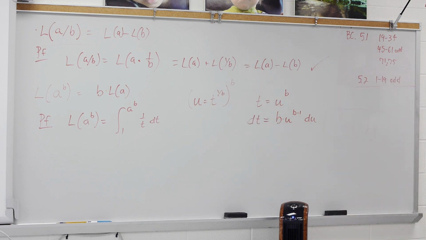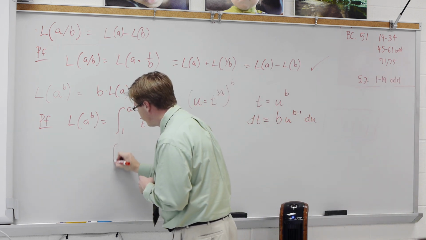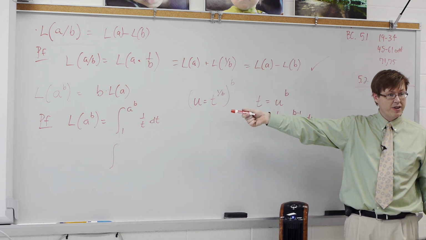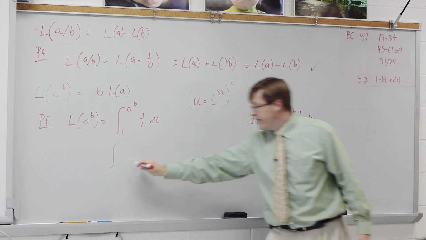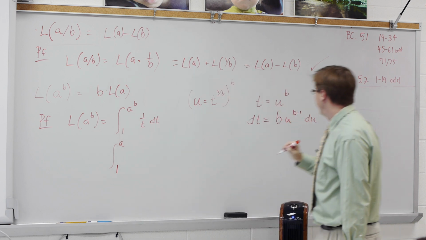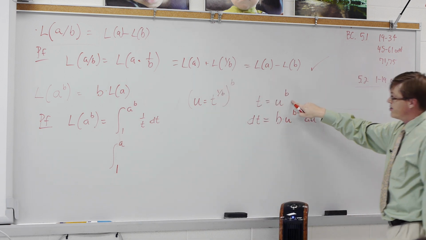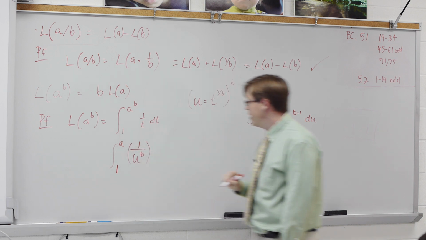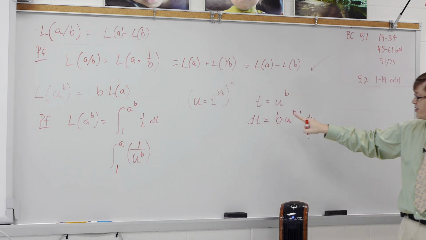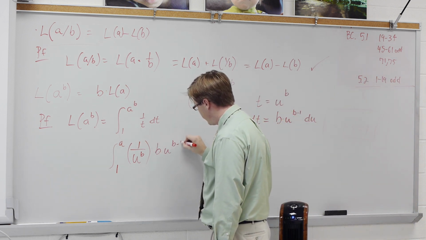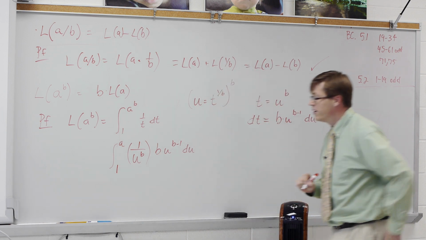Okay? Now let's do the substitution and see where it goes. Well, my limit when t is 1, what's u? 1. And we already know when t is a to the b, we've already said how that's just going to be a. Now 1 over t is 1 over u to the b. And dt is b times u to the b minus 1 du.